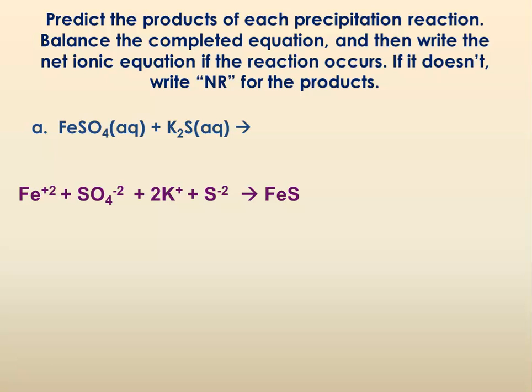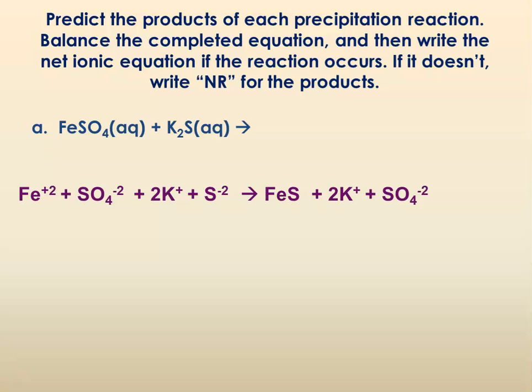I believe if you take a look at your solubility rules, you will see that all sulfides are primarily insoluble and that Fe is not one of the exceptions. While potassium and sulfate are going to stay soluble, you have an alkali metal present, and so they're going to stay in solution.